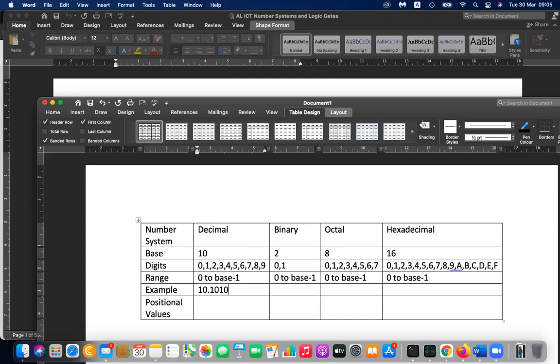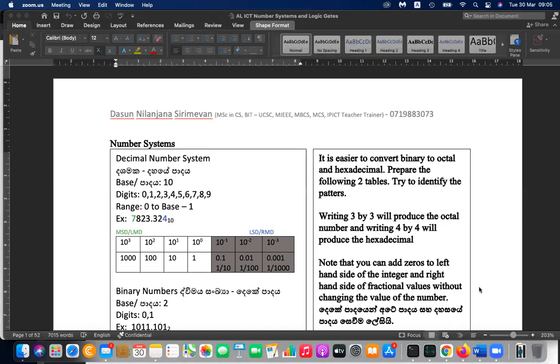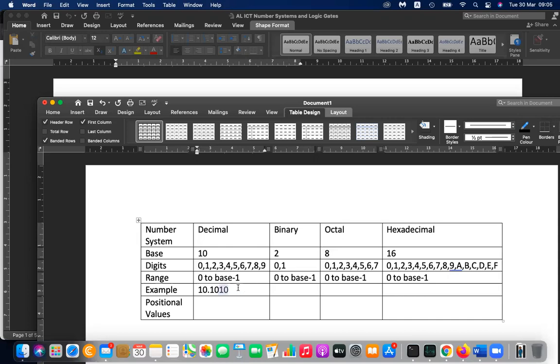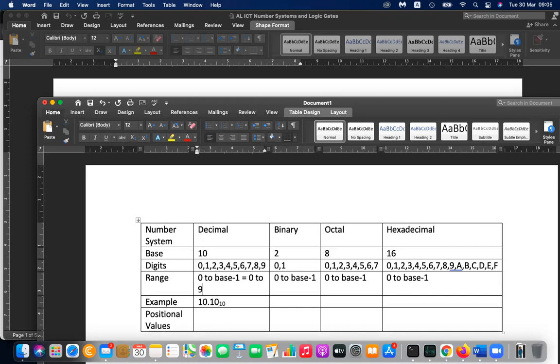You have to write the base properly. Base needs to be written properly, otherwise it's wrong. If you write the base properly, the range is not 0 to 9; 0 to 1, 0 to 7, and 0 to 6 can also be answered. That is also okay. So the answer for this one is 0 to 9.